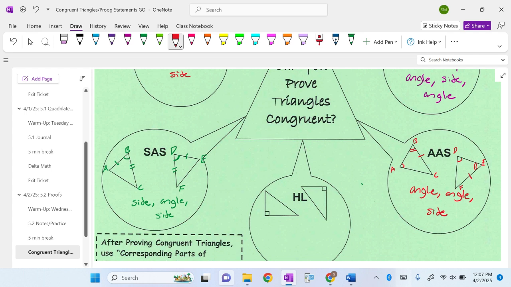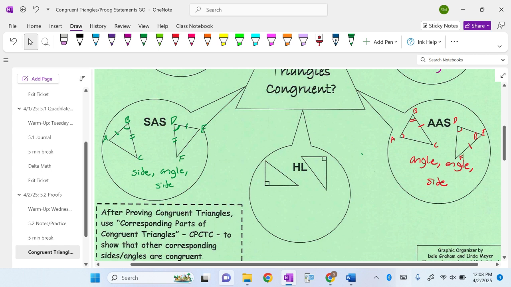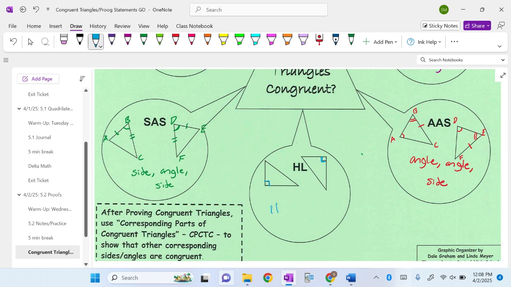What's the last one stand for? Hypotenuse leg, good. So remember, this one you can only use with right triangles, so it has to have that 90-degree angle. It has to be with a right triangle. And basically all that one says is that if a hypotenuse of a right triangle and one of its legs are congruent, then the whole thing is congruent. So in other words, if ACB, DEF, if the hypotenuse of both are congruent and one leg is congruent, then both triangles are congruent.